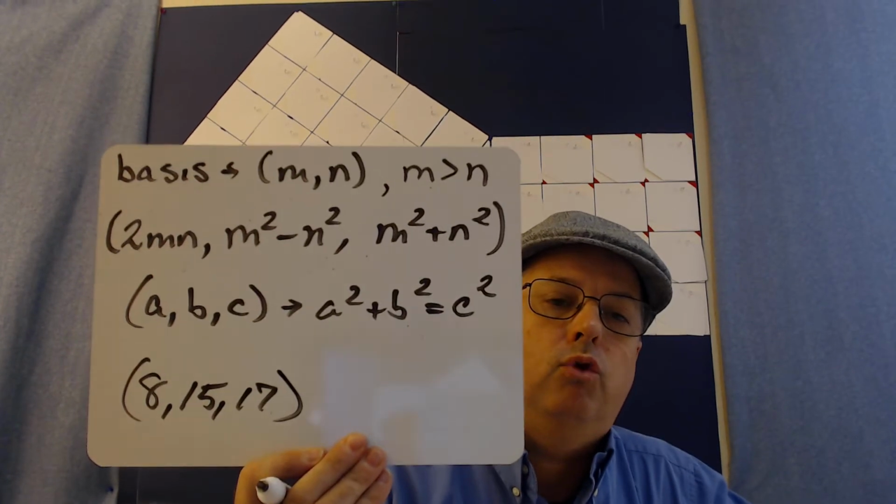And with that one, one of the ones we generated was 8, 15, and 17. That formula.